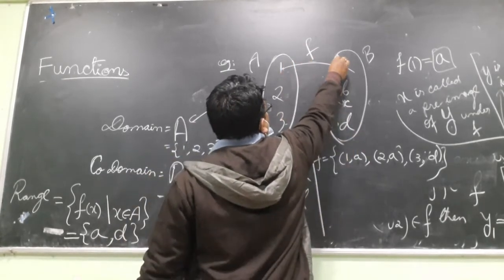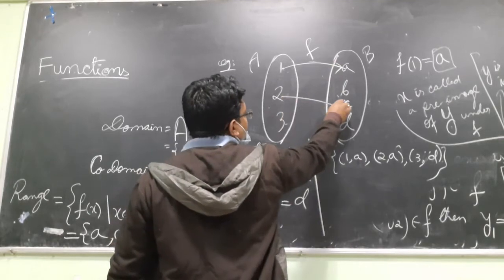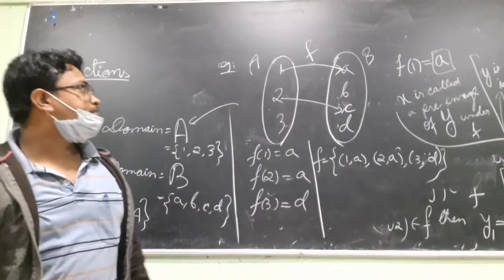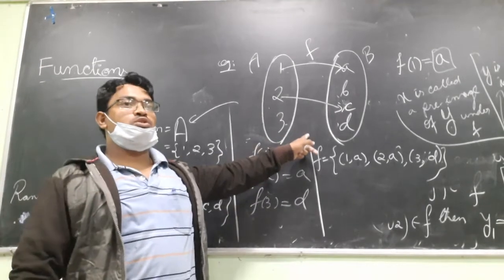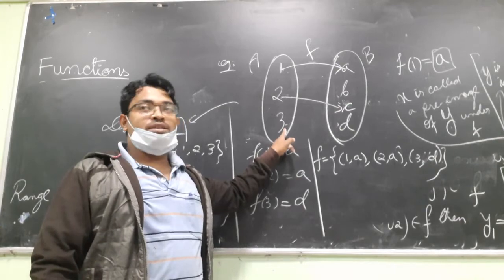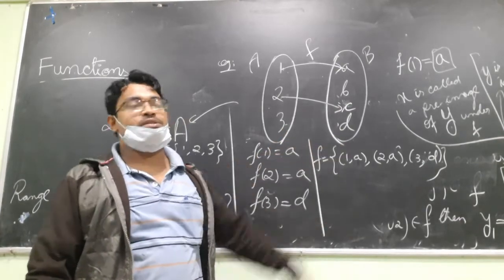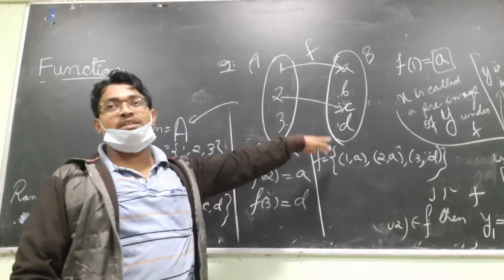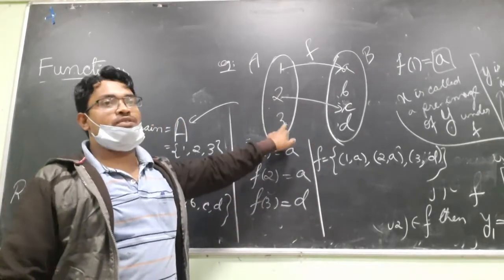Suppose 1 is given to 1, 2 is given to C. Okay. Is this a function? This is not a function. Why? Because the element 3 does not have any image. As per the definition of function, every element in the first set should have an image. So this is not a function.